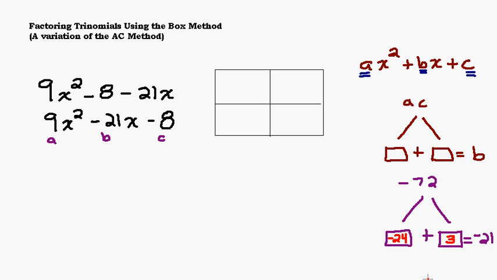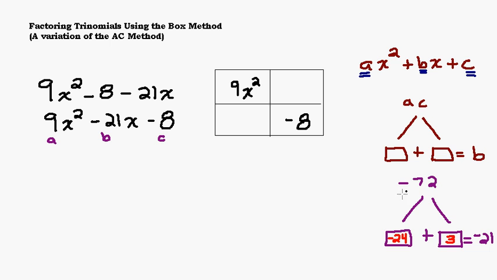Now here's where it goes different. With the box method, what you do is you take your first term, which is going to be your x squared term, and you always write that in the upper left hand corner of this box. So this box is always going to get set up the same. It's a rectangle cut into 4 pieces. In the lower right hand corner, you're always going to put your constant term, which in this case is negative 8.